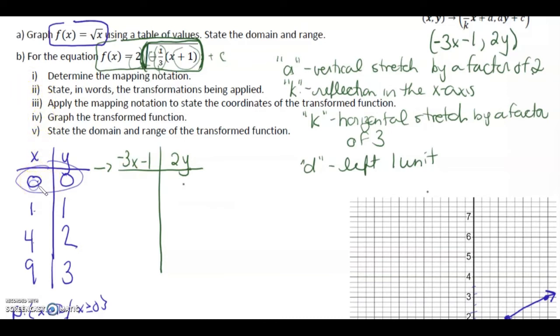Okay, let's sub in. So let's sub in a 0. So 0 minus 1 is going to give us negative 1. Let's sub in 1. Negative 3 minus 1 is going to give us negative 4. Sub in 4. Negative 12 minus 1 is going to give us negative 13. And negative 27 minus 1 is going to give us negative 28. Okay, now for the y's, let's double all of the y's. So 0 times 2, 1 times 2, 2 times 2, and then 3 times 2.